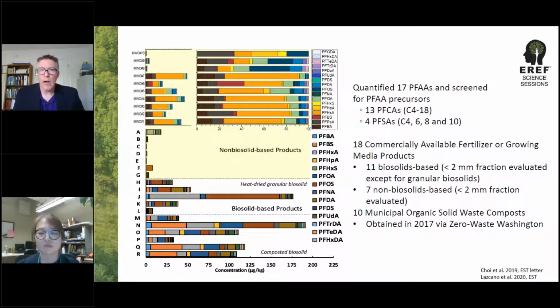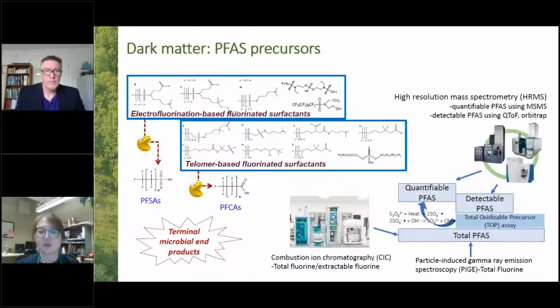So, how resilient are the individual ones of the 17 PFAS that were detected? How resilient are these to the composting process in being transformed, or are we seeing all of them change in some form or fashion? Yeah, so those 17 compounds, PFCAs and PFSAs, are almost impossible to transform by microbial activity.